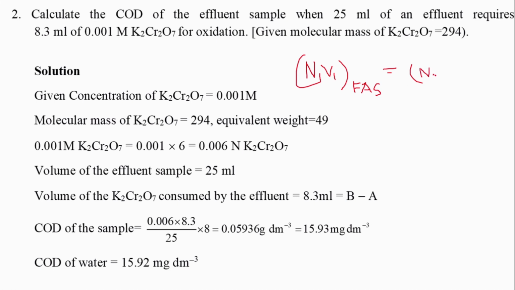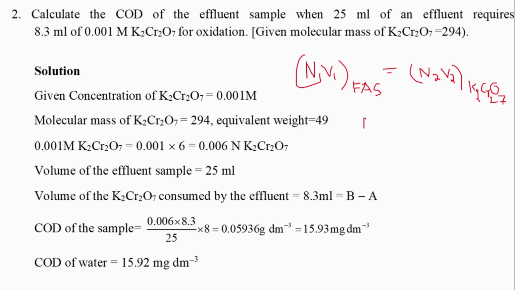It is N2 multiplied by V2 of K2Cr2O7. That means the volume of K2Cr2O7 consumed by the wastewater to oxidize the organic and inorganic pollutants will be expressed in terms of the normality of FAS. That is the meaning of this. Now, how to convert this molar solution into the normal solution? There is a simple formula we should understand.